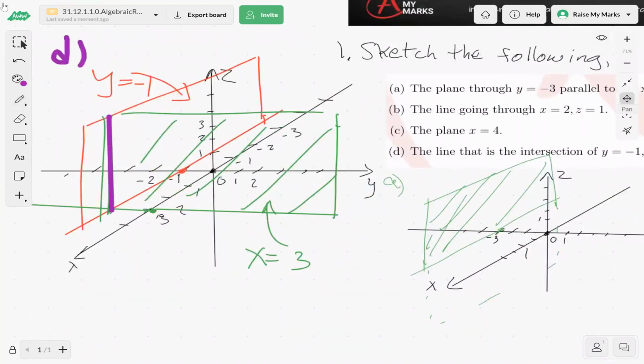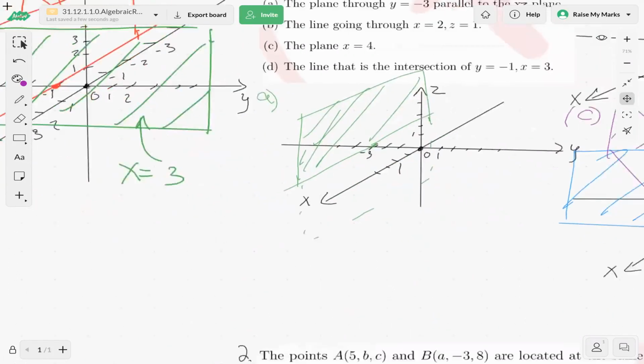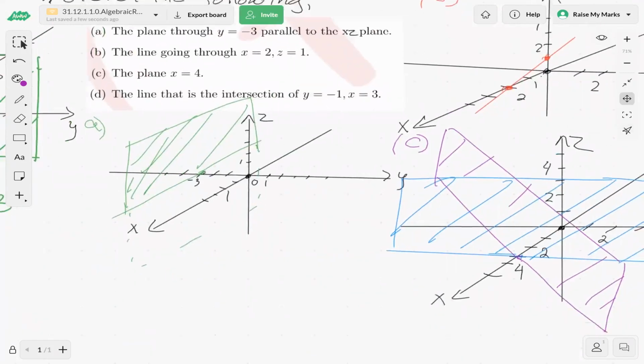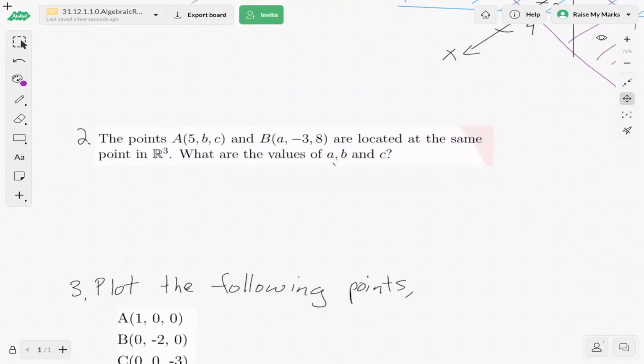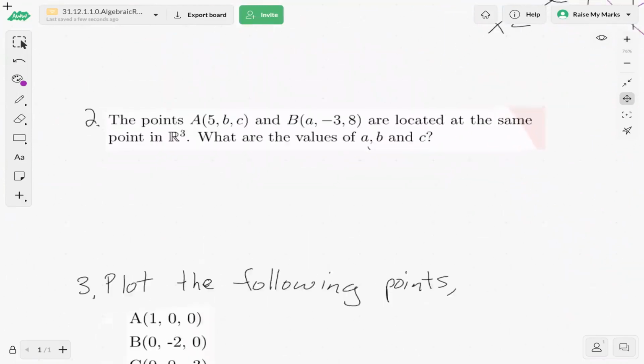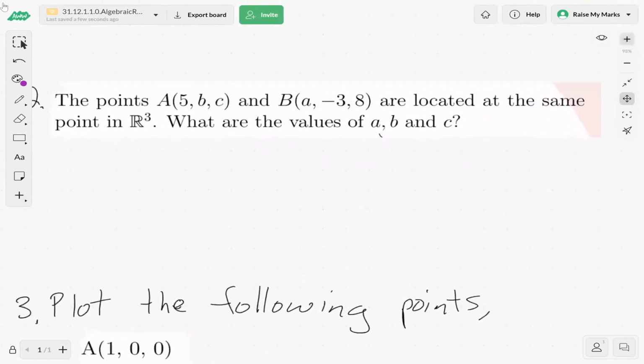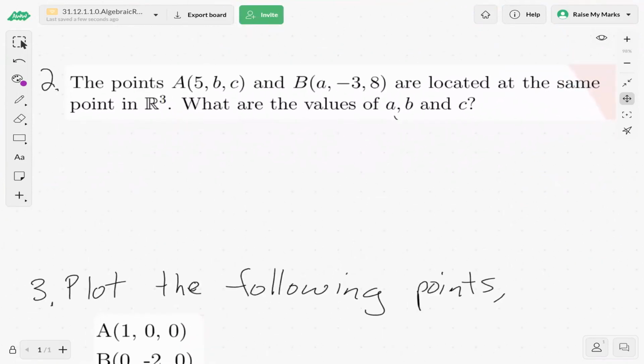Good. So these visualizations are a little tricky at first, but once you get the hang of them, it's not too bad. Always start with drawing your axes, X, Y, and Z axes, and go from there. Let's look at the next question. So the points A and B are located at the same point in R3. What are the values of A, B, and C?